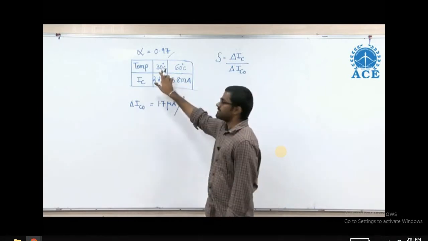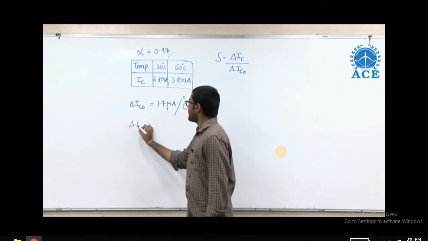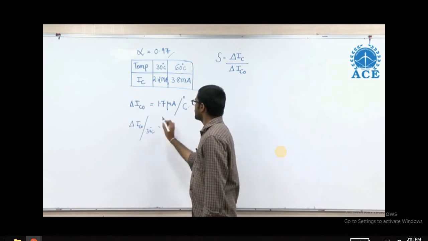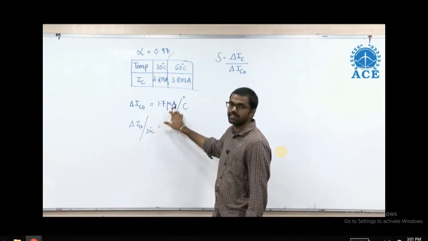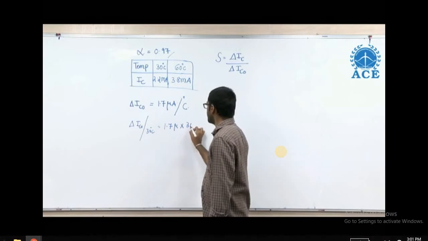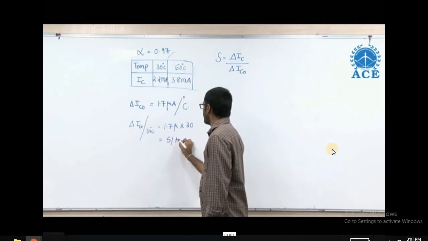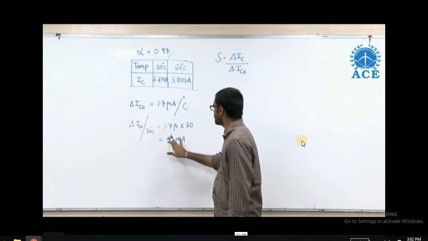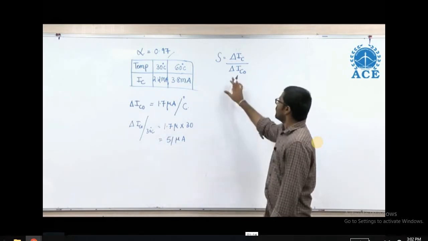For a temperature change of 30 degrees, first of all, let us find delta IC naught for change in 30 degrees. We can see for 1 degree centigrade, it is 1.7 microamperes. For 30 degrees centigrade change, it is 1.7 microamperes into 30, which is nothing but 51 microamperes. So we have obtained the denominator.